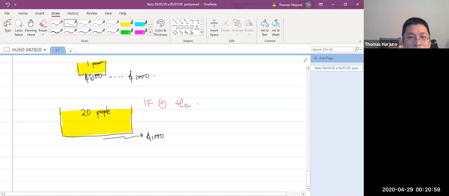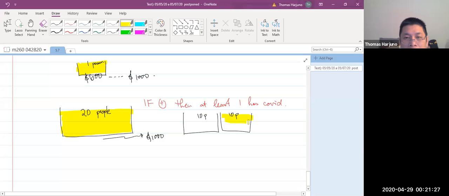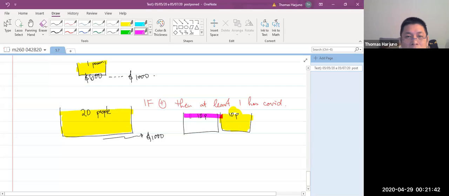If the result is positive, then at least one has COVID, right? So what they do then, they do the test again, but this time they make it 10 and 10. Is it okay? And they hope so much that one of them is clean. If one of them is negative, it means all 10 people in that group are clean. You see what I mean? It means the positive one is in the other group, right?